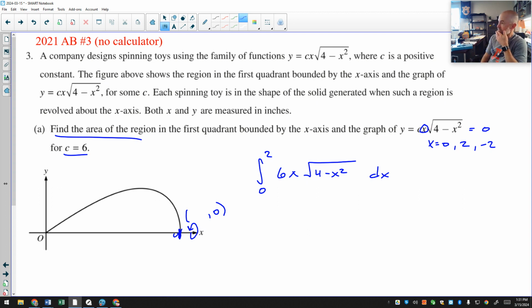Yes? Finding the antiderivative of that, can you, instead of it having the square root of 4 minus x squared, can you do it 4 minus x squared to the power of 1 half? Sure. And then just solve it? Yeah, literally. So what is the method for finding the antiderivative? U sub.